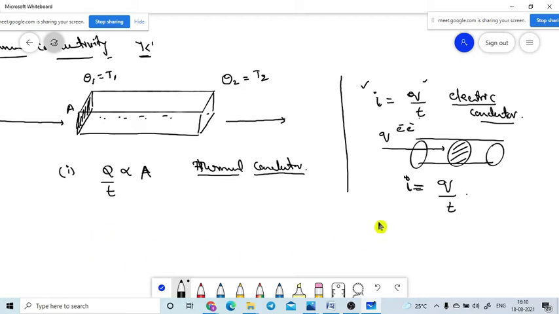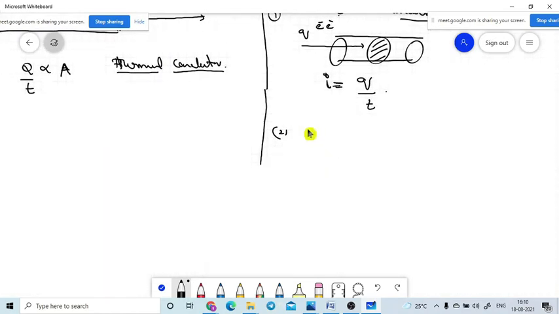Then the second case. Every time I am comparing the electric conductor and the thermal conductor. This is the first comparison; now I am going to the second comparison. The electric current is directly proportional to the potential difference. Here the potential difference is V1 and here V2. The electric current is directly proportional to the potential difference across the two terminals of the conductor.